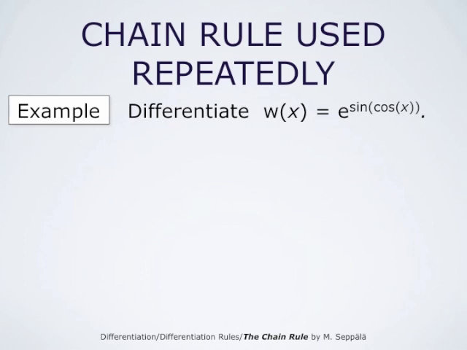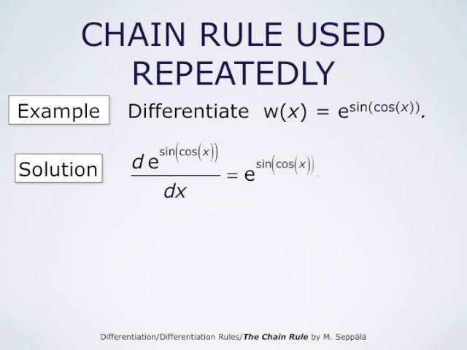The derivative of the exponential function is the exponential function itself. Therefore, when we apply the chain rule once, we get that the derivative of this function w is e to the sine of cosine of x times the derivative of sine of cosine of x dx.